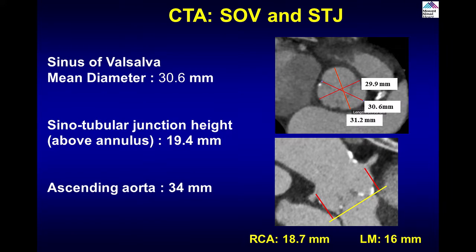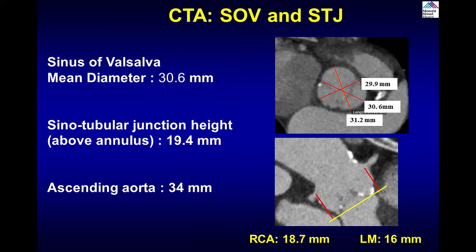Okay, Jack. So next, the sinus of Valsalva, reasonably generous, 30.6 millimeters mean. Sinotubular junction height again is more than adequate at 19.4. Ascending aorta is 34 millimeters across, again perfectly adequate. Coronary is nice and high today. The left main is about 16 millimeters, the right is about 19 millimeters. So anything below 12 we get worried. So clearly today, nice high coronaries. You shouldn't be worried about coronary occlusion, especially with that generous sinus of Valsalva.